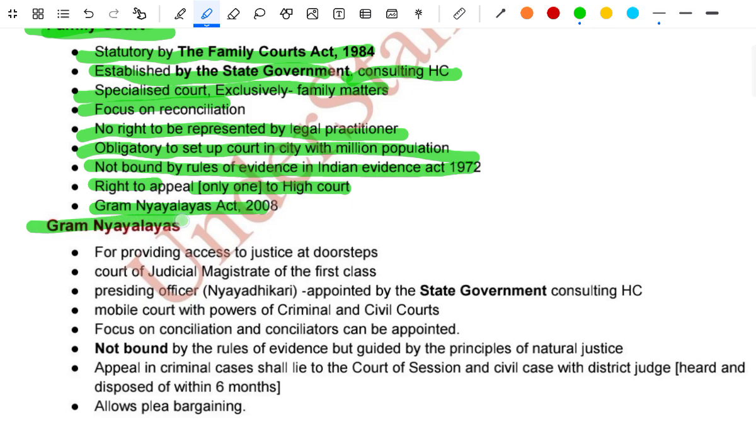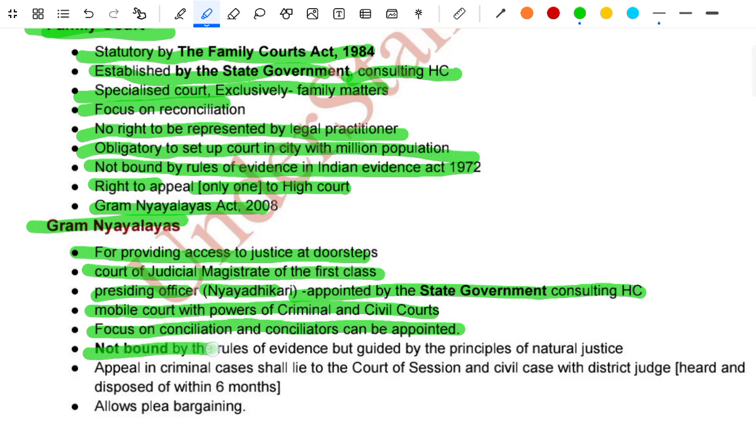The Gram Nyayalaya Act 2008. Gram Nyayalayas provide access to justice at the doorstep. The court is of a judicial magistrate of the first class, the presiding officer is called Nyayadhikari, appointed by the state government in consultation with the High Court. It is a mobile court with the powers of a criminal and civil court, focusing on conciliation, and conciliators can be appointed. It is not bound by the rules of evidence but guided by the principles of natural justice.